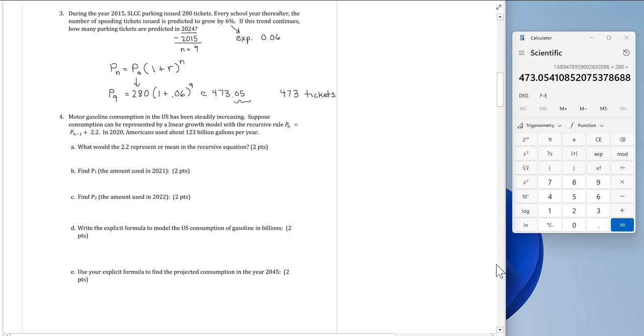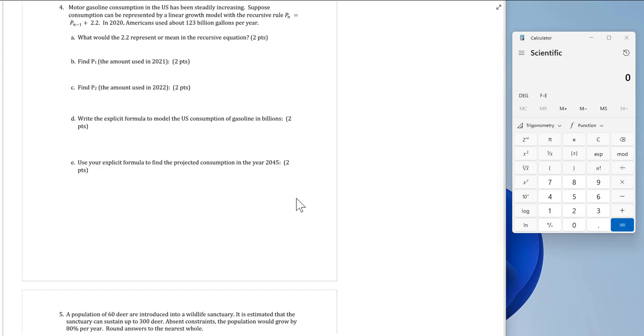Let's move on to question 4. Motor gasoline consumption in the US has been steadily increasing. Suppose consumption can be represented by a linear growth model with the recursive rule, P sub n equals P sub n minus 1 plus 2.2. In 2020, Americans used about 1.23 billion gallons of gas per year. What would the 2.2 represent or mean in this recursive equation?